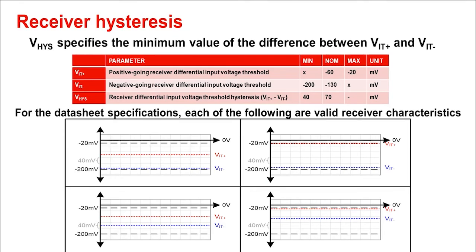The hysteresis voltage, VHYS, specifies the minimum value of the difference between VIT plus and VIT minus. The minimum value of the hysteresis voltage, VHYS, specifies the maximum value of differential noise to which the receiver is guaranteed to be immune during switching events.